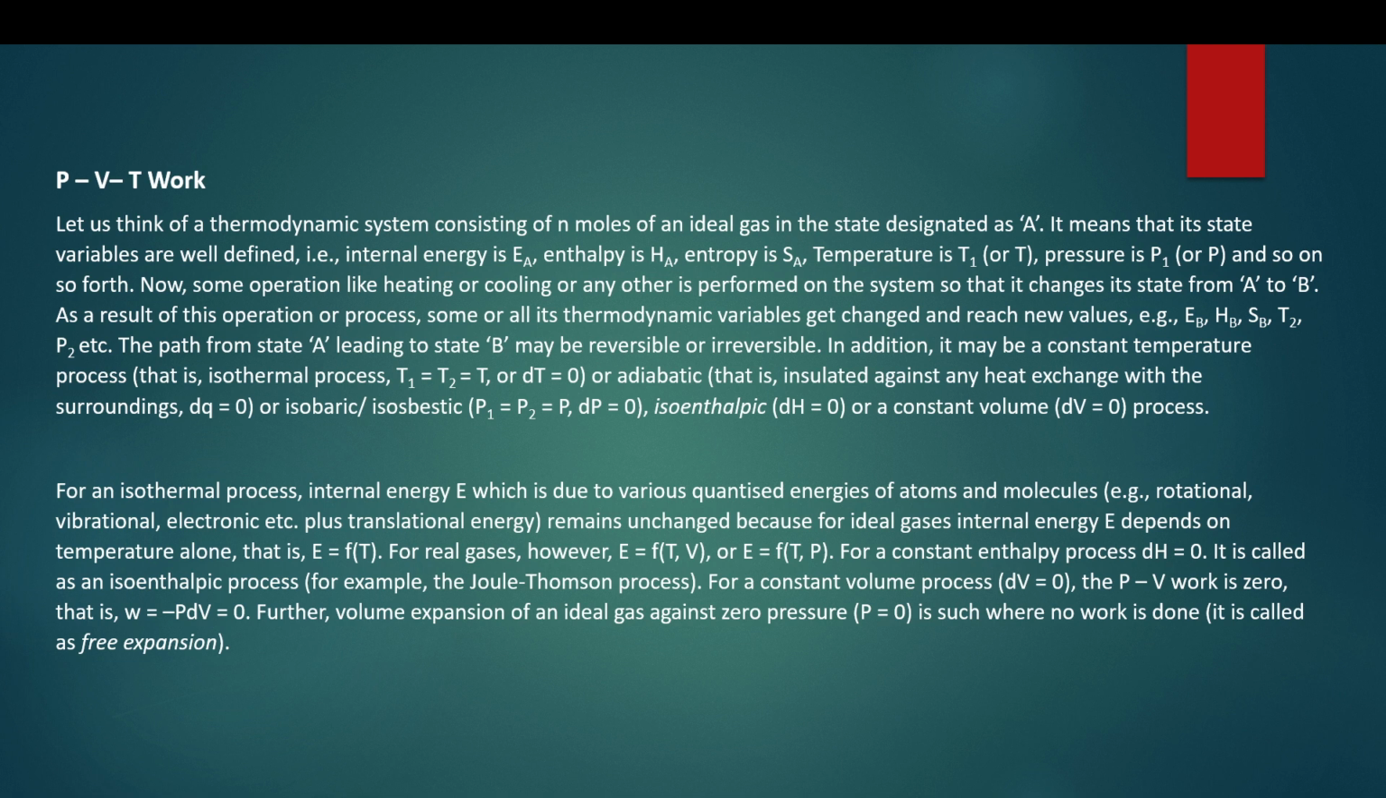For an isothermal process, internal energy E, which is due to various quantized energies of atoms and molecules, rotational, vibrational, electronic, etc., plus translational energy, remains unchanged because for ideal gases, E depends on T only. For real gases, E is a function of T and V, or E is a function of T and P. For a constant enthalpy process, dH equal to 0, it is called an isoenthalpic process, for example, the Joule-Thomson process.